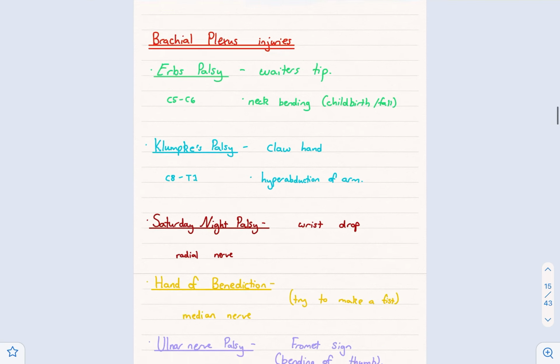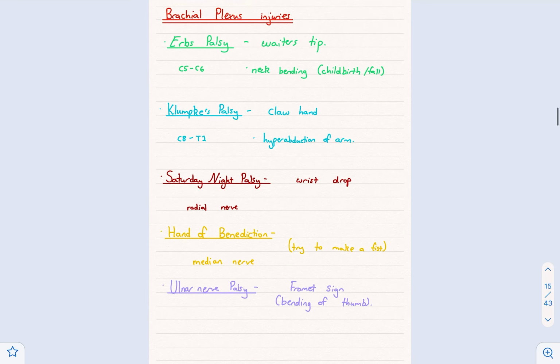Okay. Now this is the last thing. See, there's nothing else. Brachial plexus injuries. This is like a really easy thing for them to examine you on. Kind of weird looking names. So Erb's, Klumpke's. But yeah.